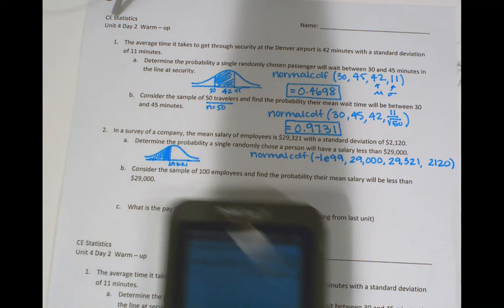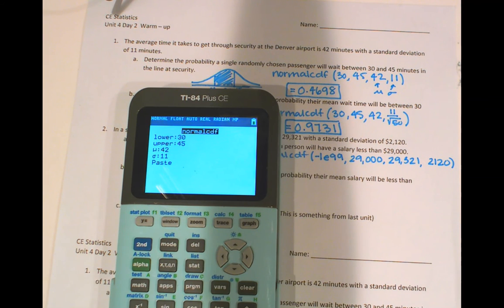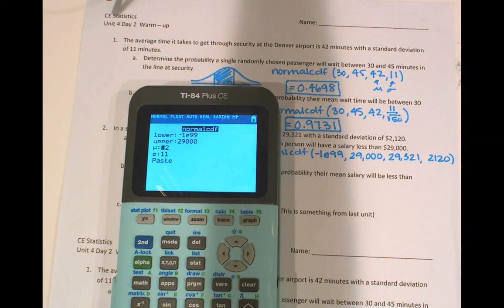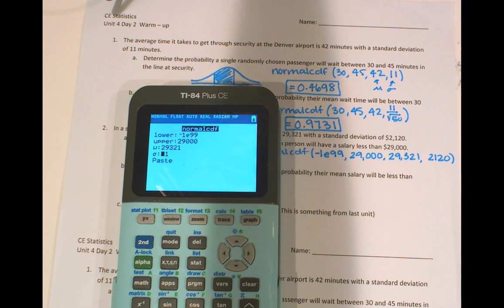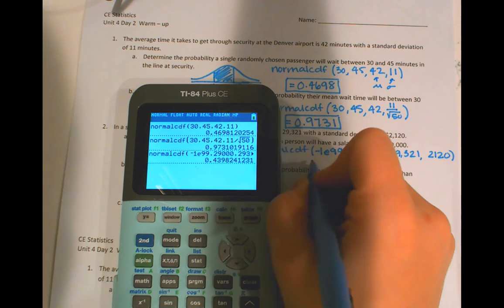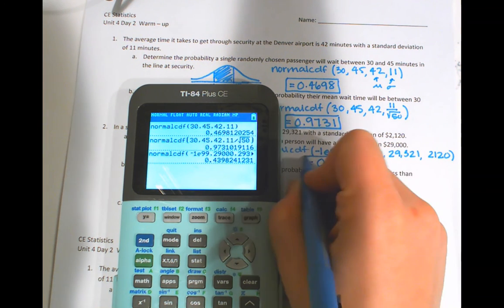So again, we get our calculator. Second vars, we do our normal CDF. I'm going to go from negative 1e to the 99, 29,000, 29,321 is my mean, 2,120 is my standard deviation. So I'm filling all that information out into my calculator, and then I'll let it find the probability for me. So 0.4398 is my probability.